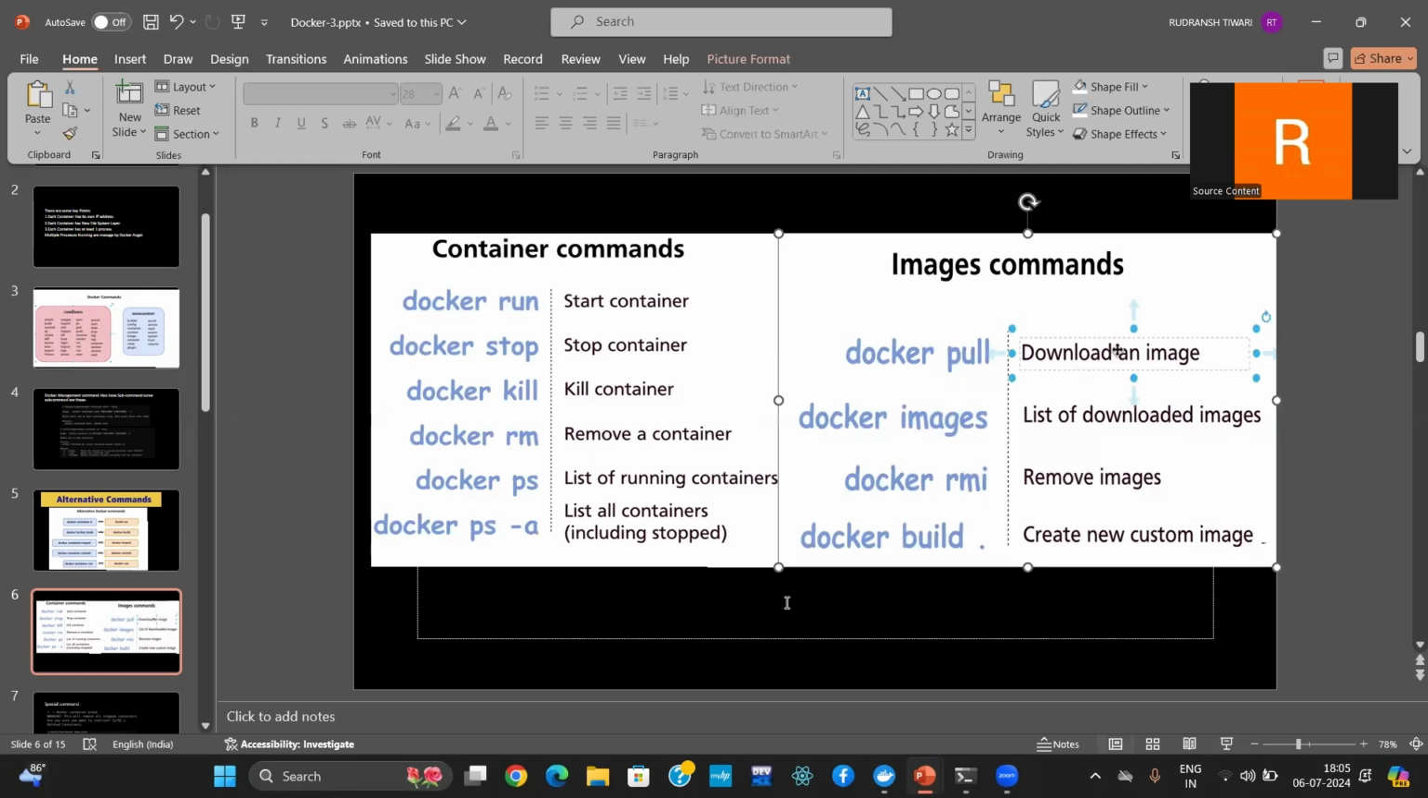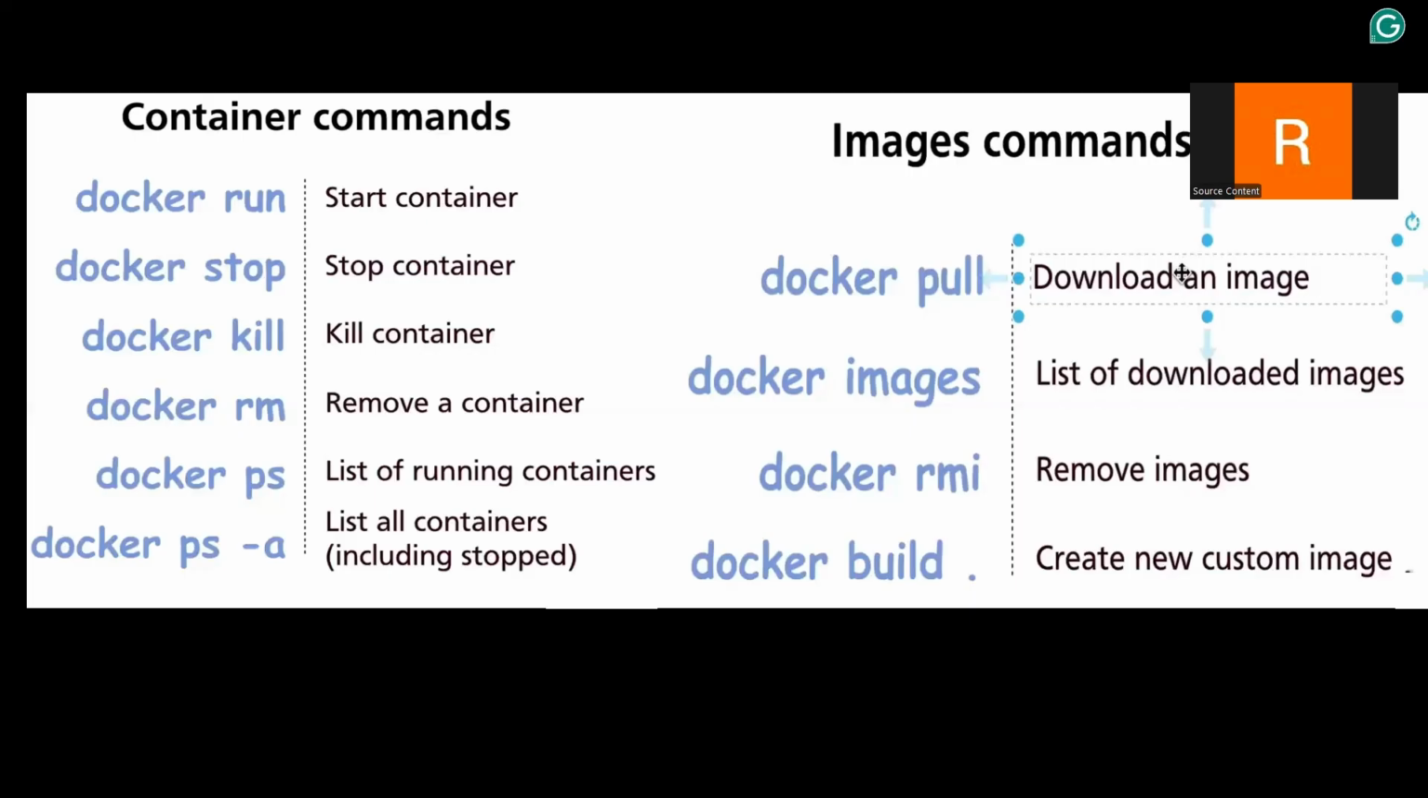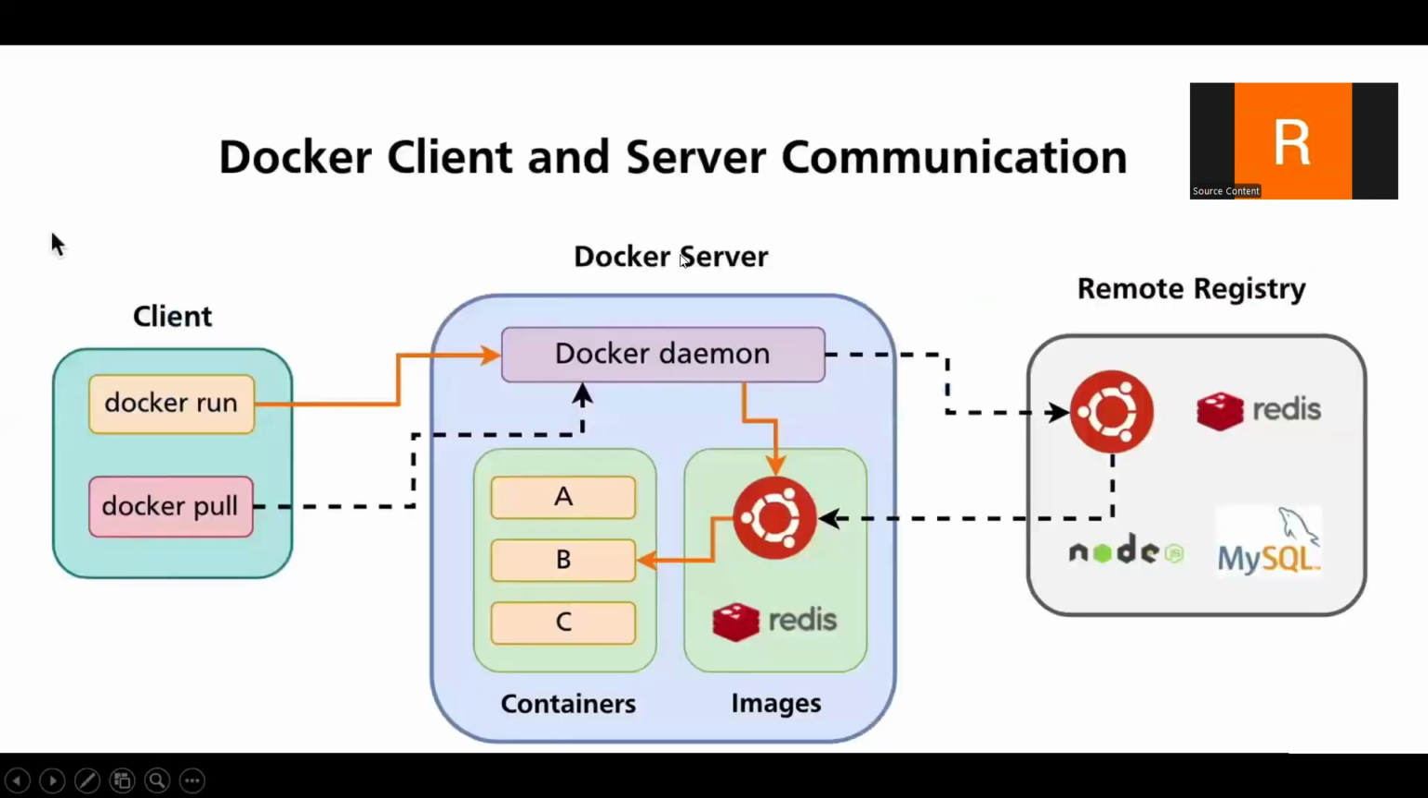If we move to image commands, here you can see docker pull downloads an image from the registry. If you are with me, you can see docker pull there. The request goes to the docker daemon. If the image is already present in your cache, it doesn't perform any action. If not present, it will go to the remote repository, and after that it will perform the action.